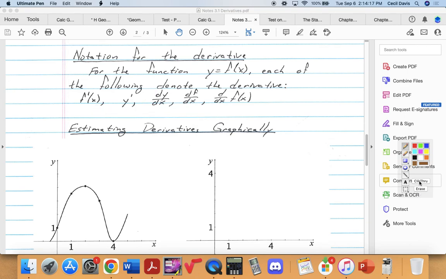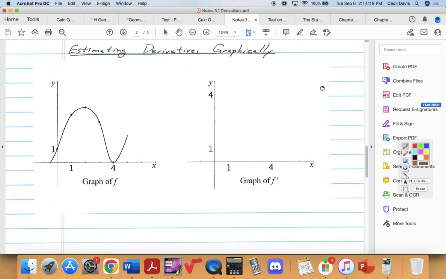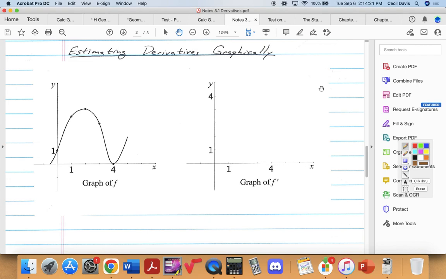All right, so estimating what the graph of a derivative looks like from the original function. What we're going to want to do here is at each of these points that they've given us, which correspond to x is 0, x is 1, x is 2, x is 3, and x is 4, estimate what the slope is. We're going to put them on this graph, and then we're going to stitch those points together.